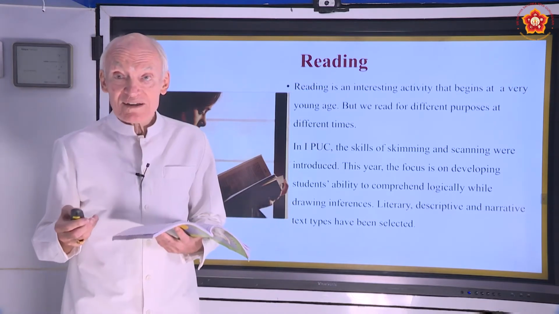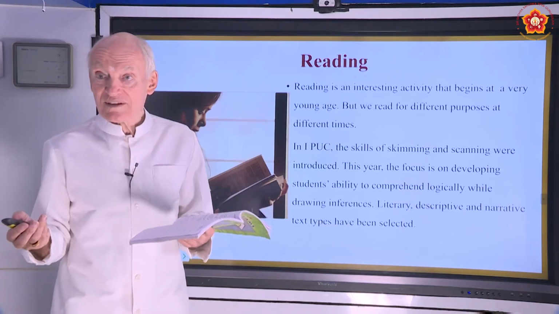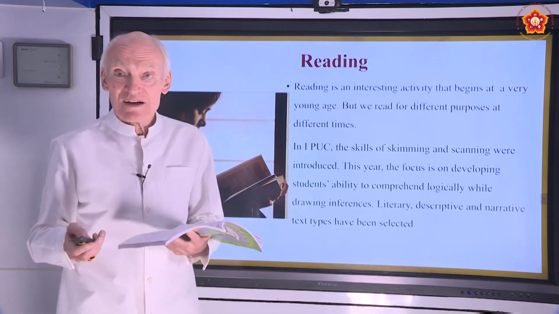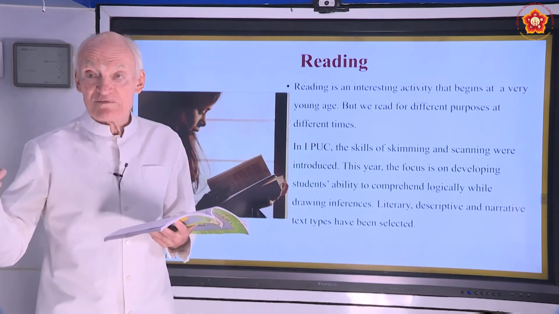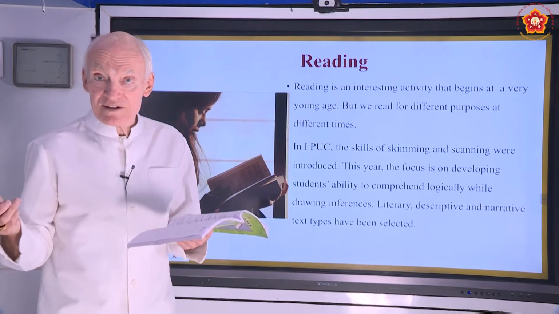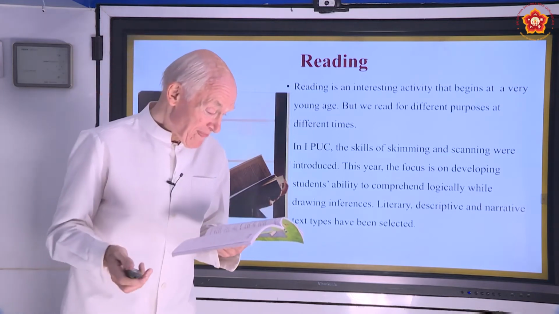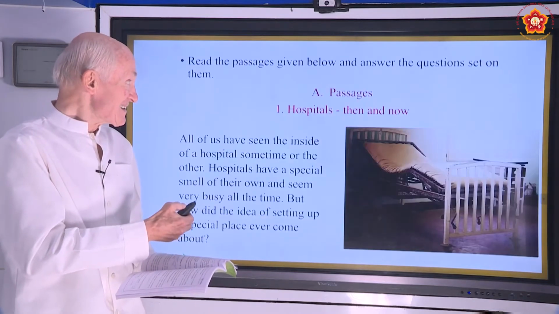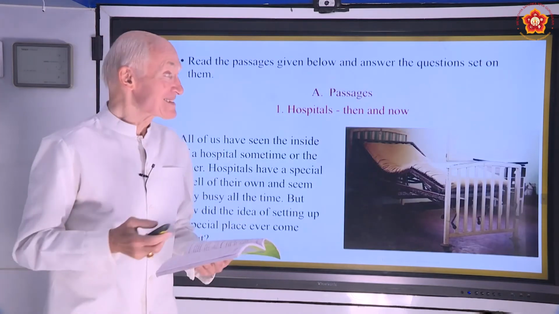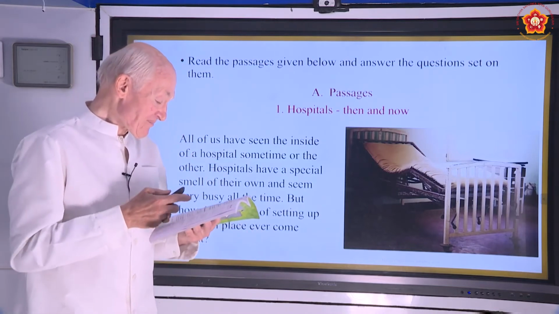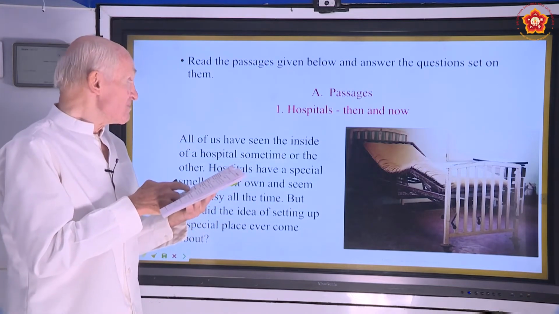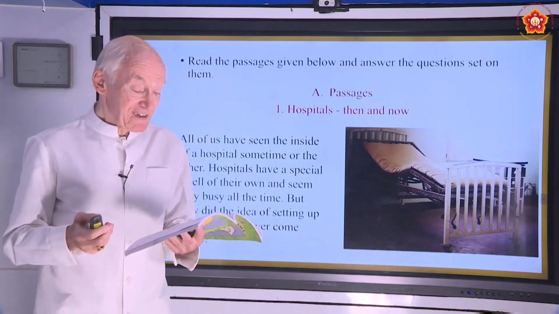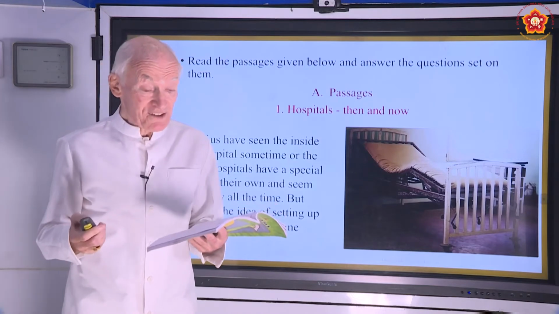The descriptive work is telling you some information that they want you to know. And then the narrative text type is usually a discussion between several people, and they're given a narrative of what they have talked about. So let's go ahead and see what she's reading here. She's reading about hospitals, and the instructions are: read the passages given below and answer the questions set upon them. So we have to read with some attention here.